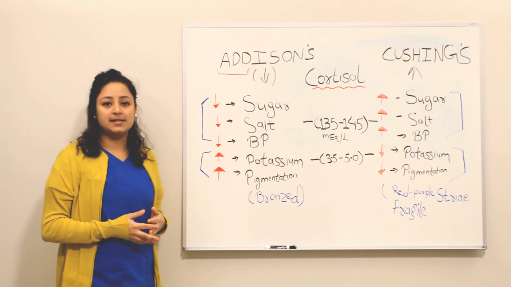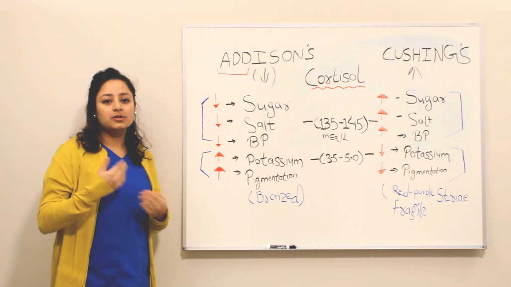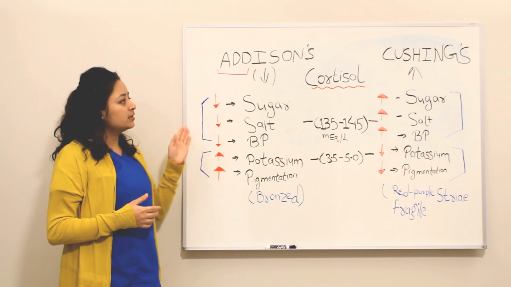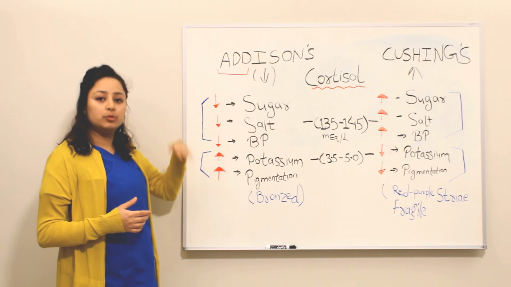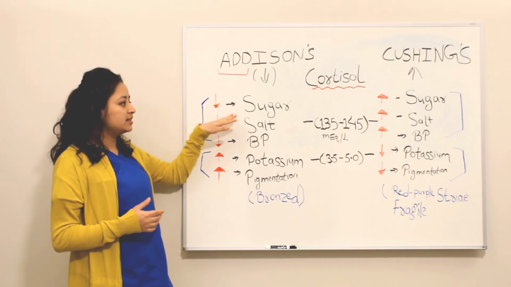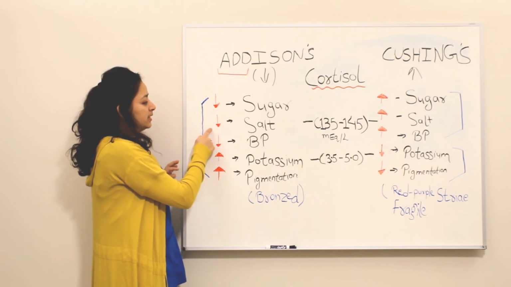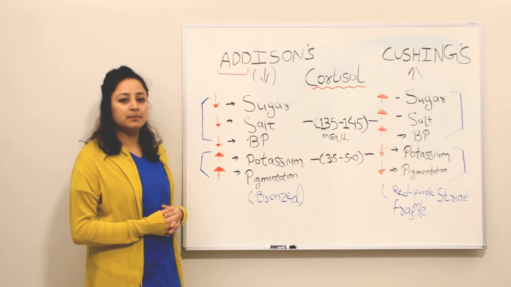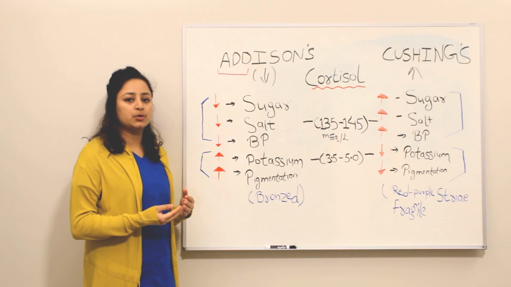So we have hypoglycemia in Addison's disease because cortisol hormone also helps to increase the metabolism of glucose. But due to deficiency of cortisol hormone in Addison's disease, we have hypoglycemia. We have decreased sugar in Addison's and increased sugar in Cushing's. And the other down is SALT, which means hyponatremia.